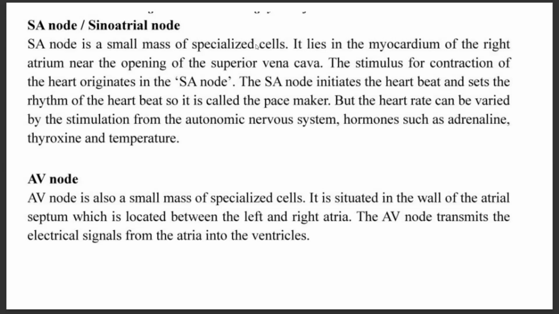But the heart rate can be varied by the stimulation from the autonomic nervous system, hormones such as adrenaline, thyroxine, and temperature.